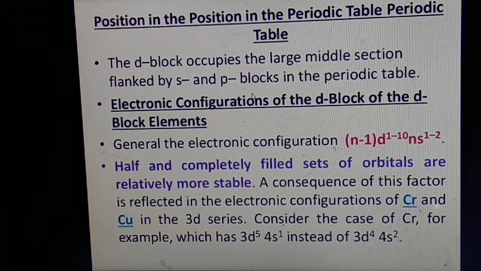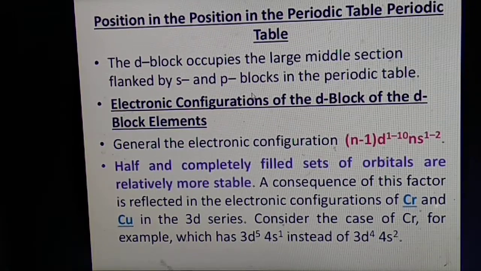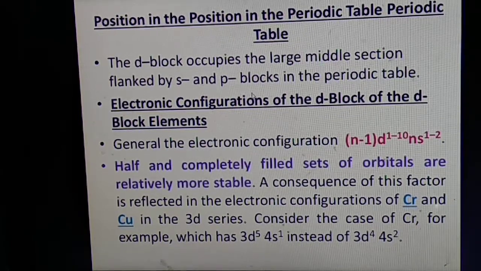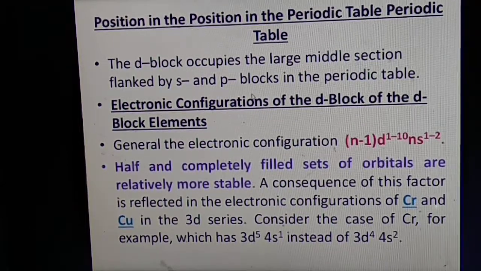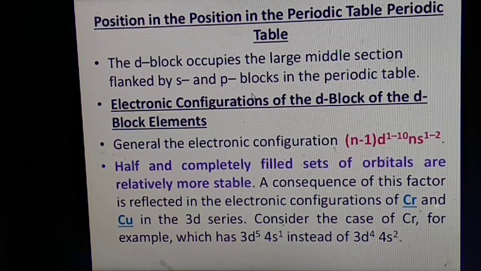Students, you see here, a consequence of this factor is reflected in the electronic configuration of chromium and copper in the 3d series. Do you know what is the electronic configuration of chromium? I think many students know. Chromium is argon 3d5 4s1 and copper is argon 3d10 4s1 in the 3d series. Consider the case of chromium, for example, which has 3d5 4s1 instead of 3d4 4s2 because 3d5 is more stable than 3d4. 3d5, it is the half-filled d orbital, my dear children. So here what we have to learn, the general electronic configuration of d block, that is (n-1)d1 to 10 ns1 to 2.